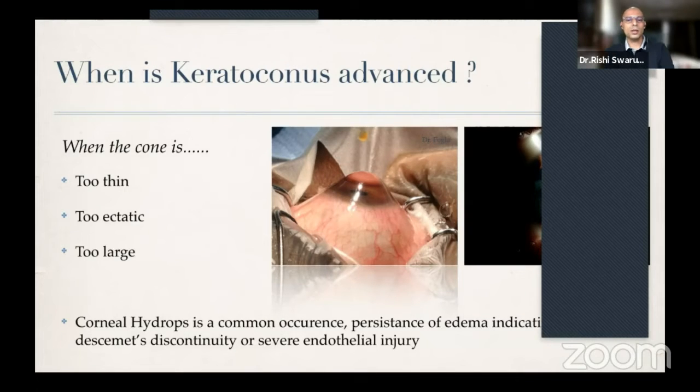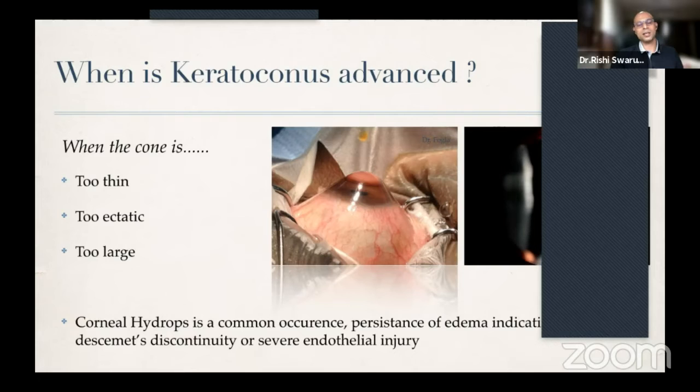So when we talk about advanced keratoconus, it's basically when the cone is either too thin or the cornea is too ectatic, or if the area of ectasia is too large in terms of the diameter. Corneal hydrops is a common occurrence, and persistence of edema is indicative of a Descemet's discontinuity or a severe endothelial injury.